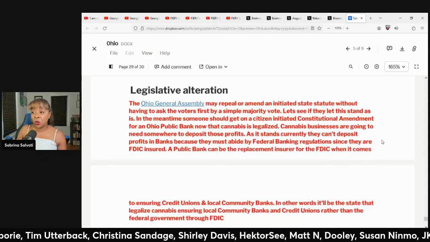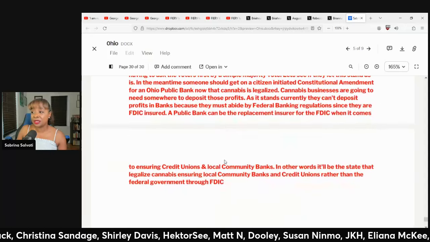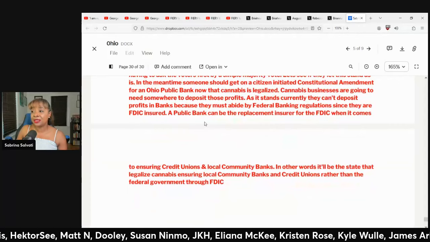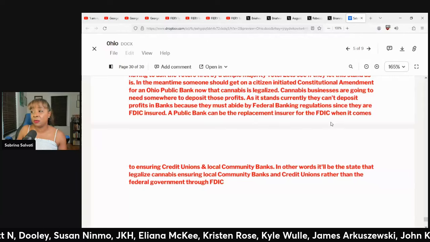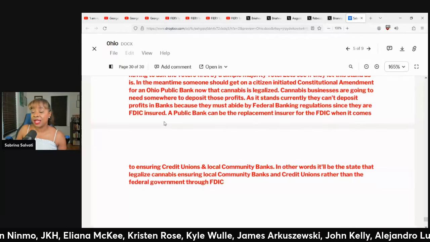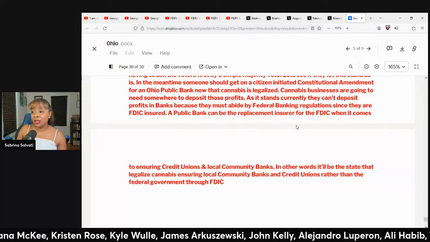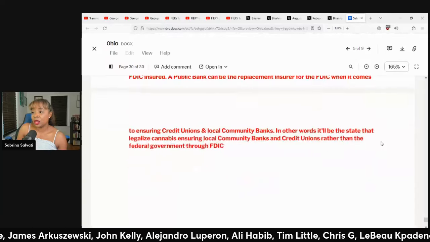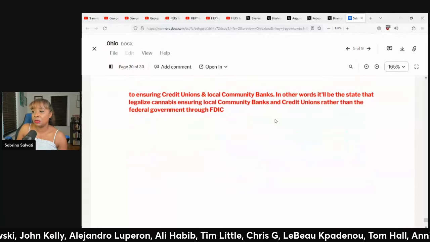Cannabis businesses are going to need somewhere to deposit those profits. As it stands, currently, they can't deposit profits in banks because they must abide by federal banking regulations since they are FDIC insured. A public bank can be the replacement insurer for the FDIC when it comes to insuring credit unions and local community banks.